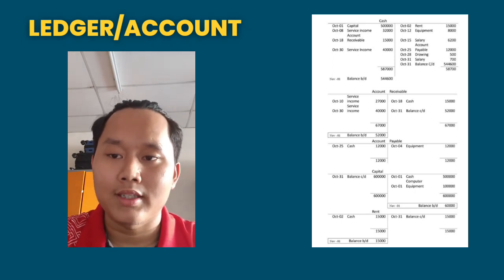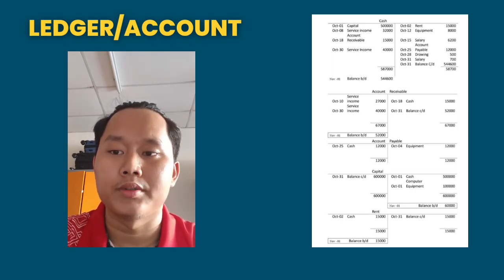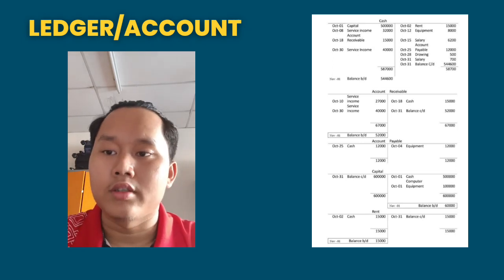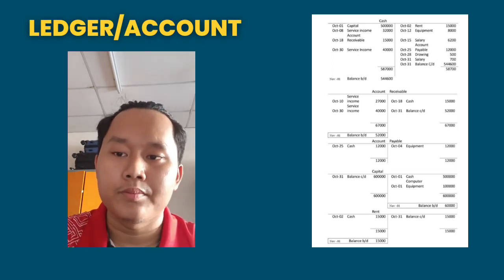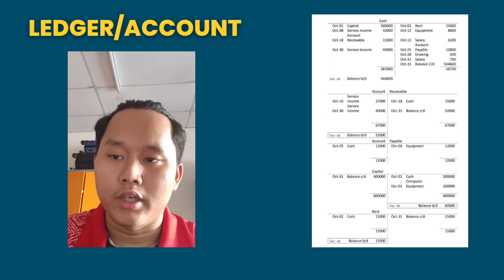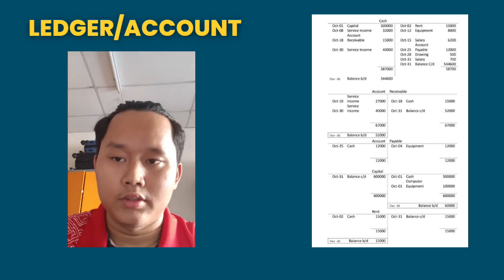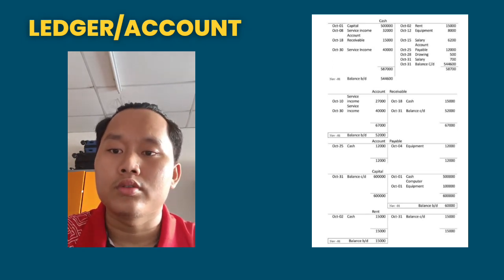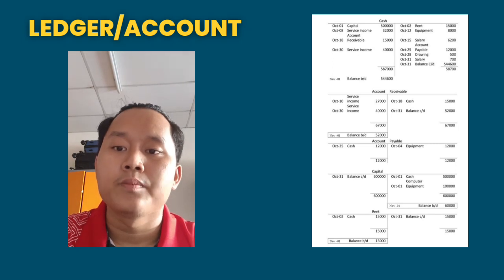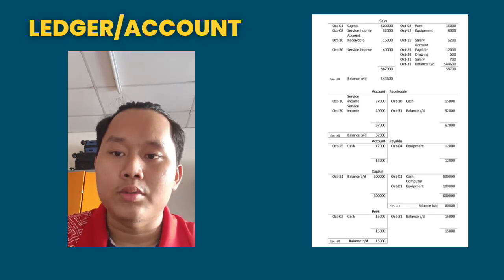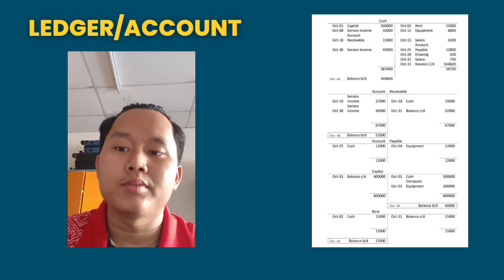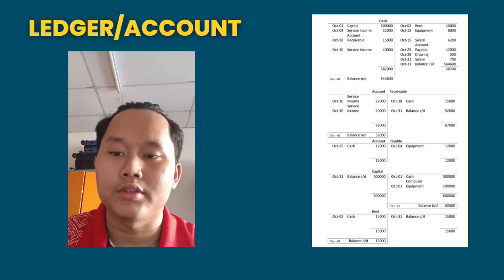For November 1, the balance BD is 544,600. Next is account receivable. In the debit side, October 10 service income 27,000, and October 30 service income 40,000. In the credit side is October 18 cash 15,000, and October 31 balance CD 52,000, and the total for both the credit and debit is 60,000. November 1's balance BD is 52,000.